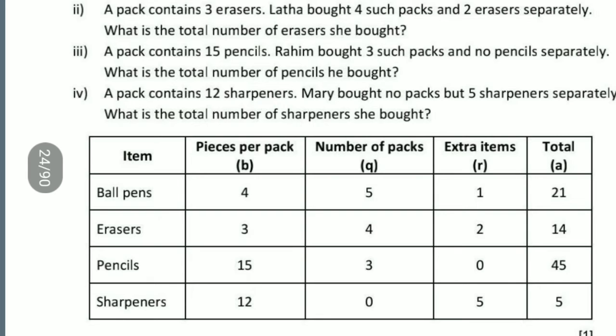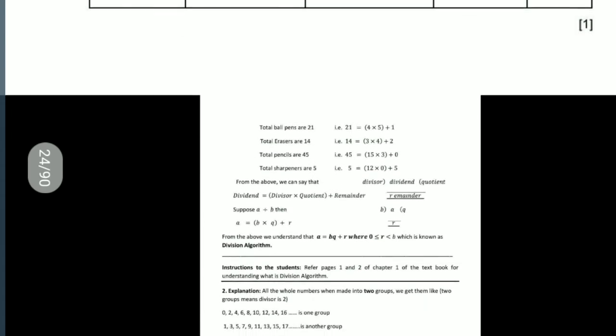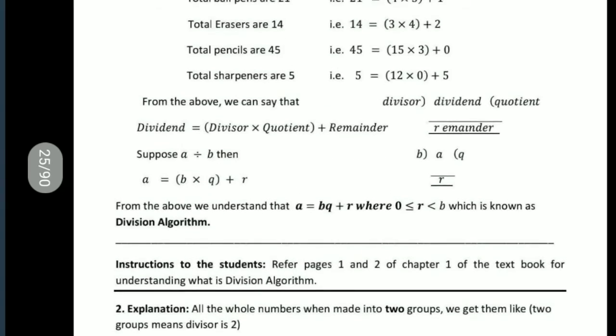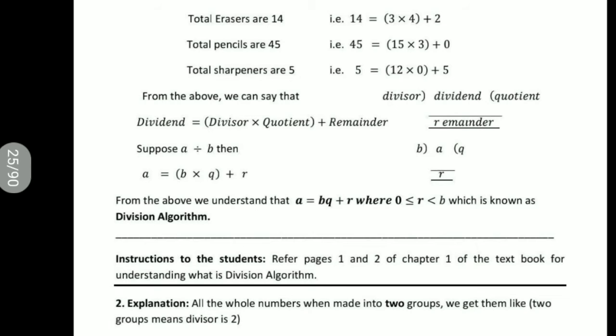Using this table, you can easily write the division algorithm. First, we are writing in numerical form: the total ball pens are 21. That 21 can be written as 4 into 5 plus 1. In the first situation, we have 4 pens in each pack, and the number of packs is 5. So 4 into 5 plus 1.